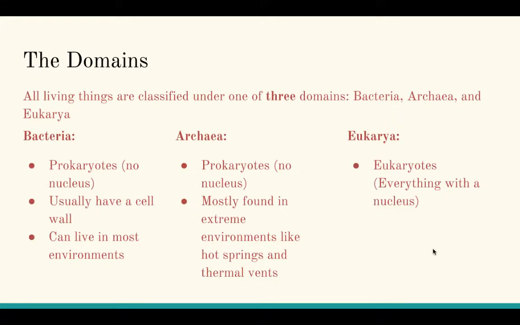There are 3 domains that cover all living organisms: bacteria, archaea, and eukarya. Bacteria and archaea are both prokaryotes. None of them have a nucleus. For bacteria, they often have a cell wall, and they can live in most environments. But archaea is mostly found in extreme environments like hot springs and thermal vents, and some are found in the ocean. And then eukarya is everything that has a nucleus. So that's a pretty big domain.